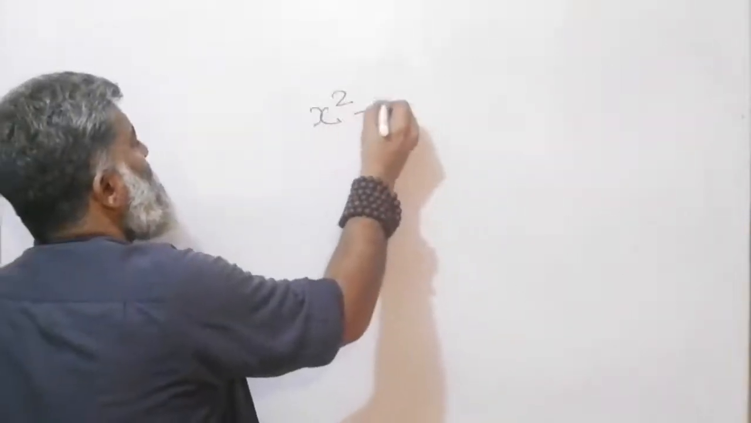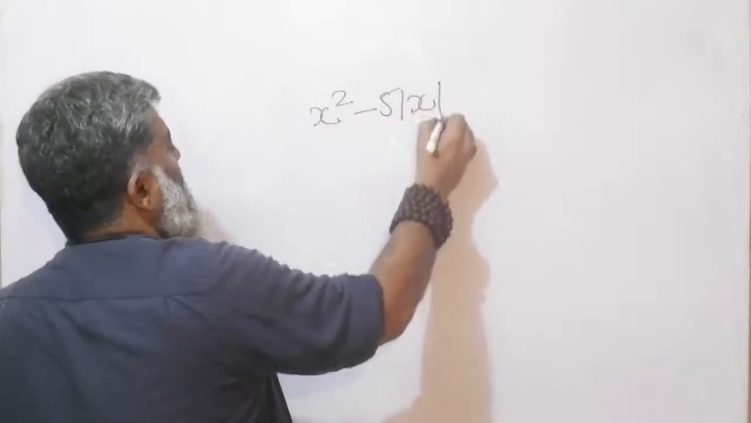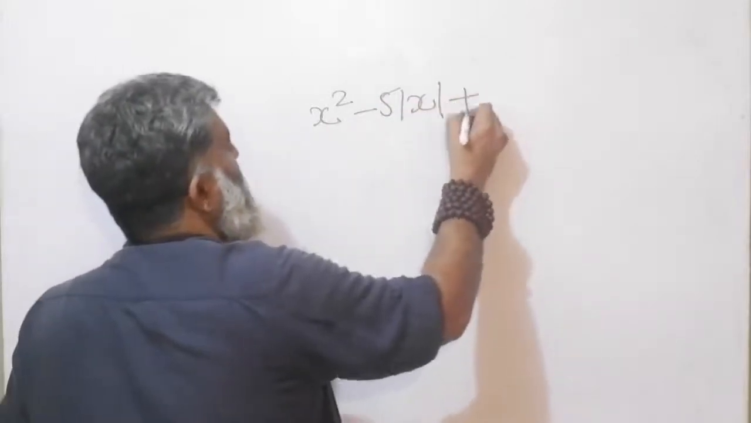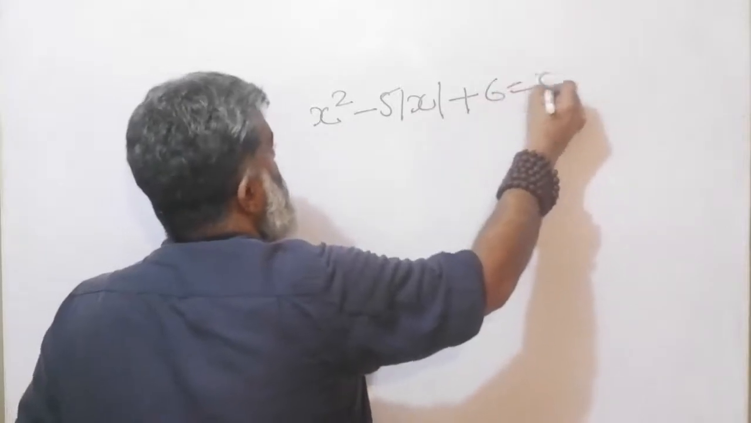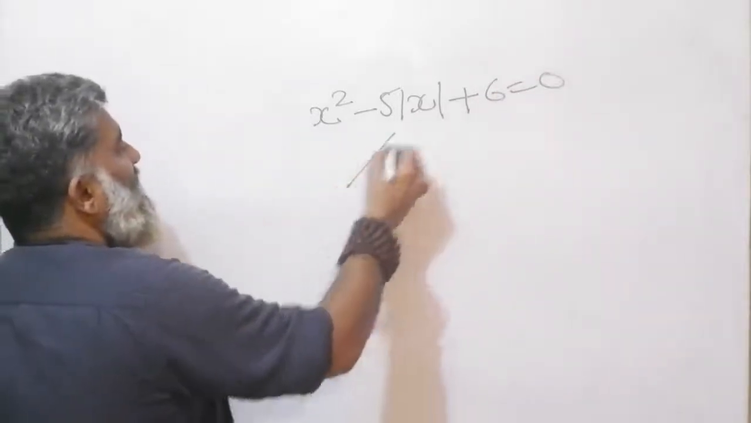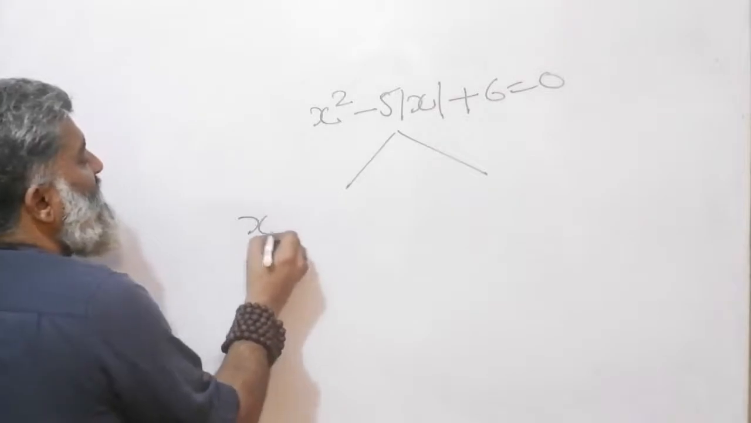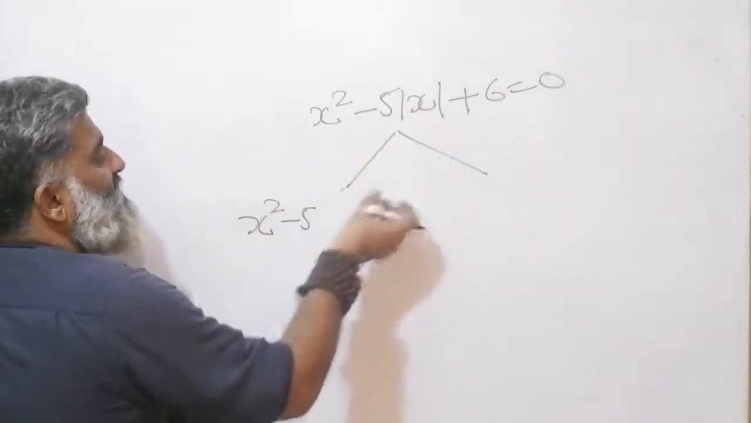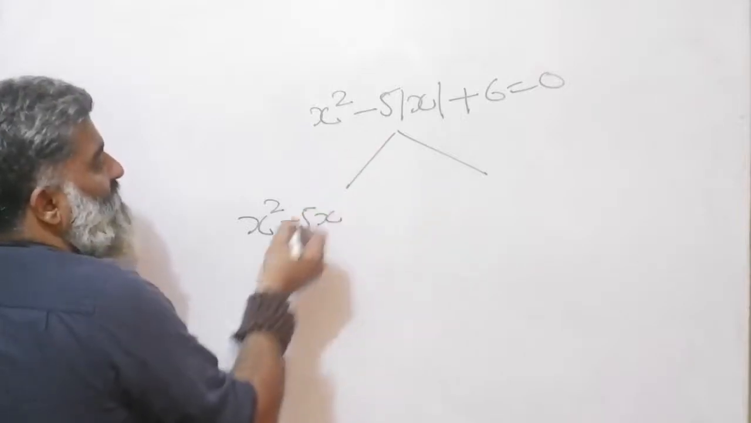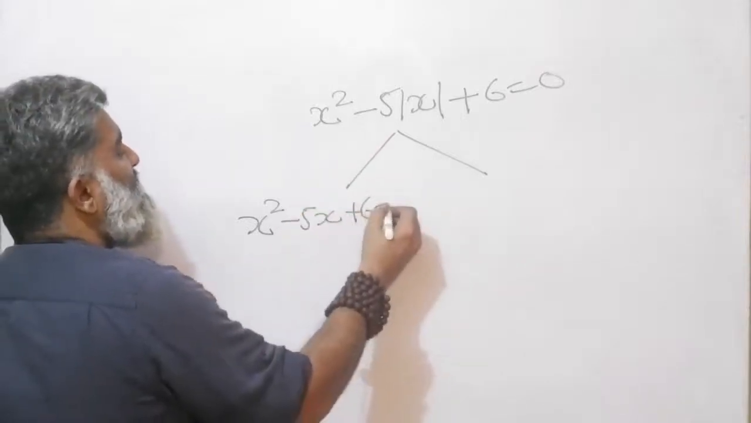Same story, simple numbers, clear ideas. x square minus 5 mod of x plus 6 equal to 0. Let's quickly create two stories. One of them, straight away, x square, there is a minus 5, and instead of mod of x, you just put an x. So this equation will become x square minus 5x, put up the 6, equal to 0.